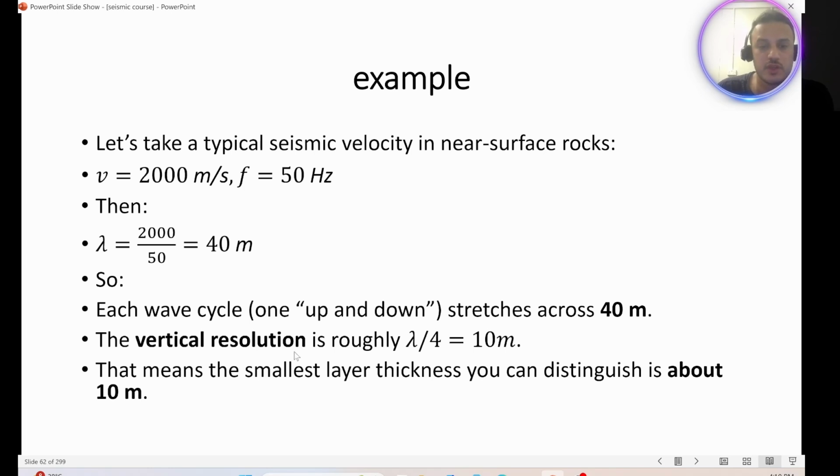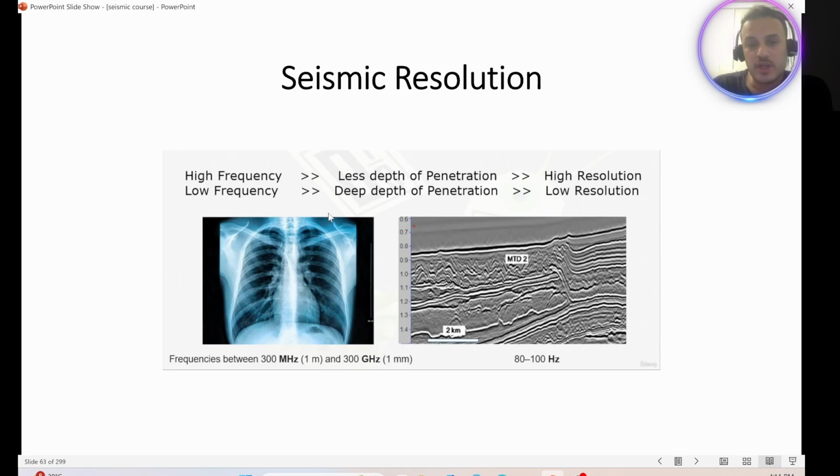So the vertical resolution is roughly lambda divided by 4. So we have 40 divided by 4, that means 10 meters. So that means the smallest layer thickness we can distinguish is about 10 meters. So at 10 meters, we can see the reflections between two layers. Anything below 10 meters, we cannot see this thin layer. So it depends on the velocity and depends on the frequency. So here is just an illustration of what high resolution and low resolution look like.